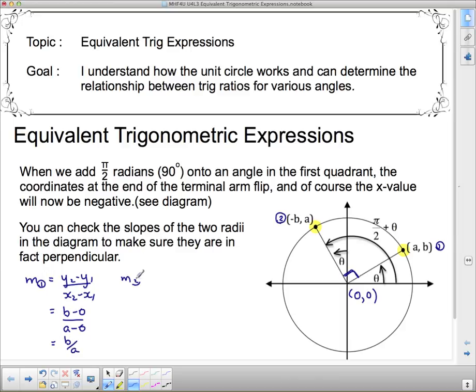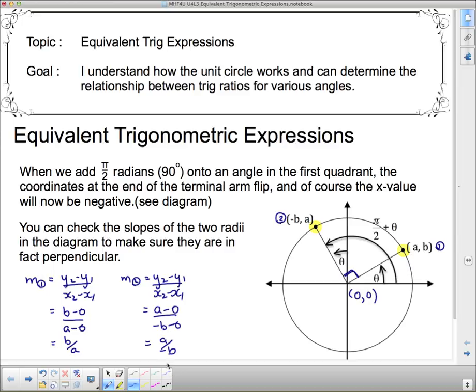And if we check the slope of 2, which is still given by y2 minus y1 over x2 minus x1. I'm going to write it out a lot because I still get students, by the time you're in grade 12, that still mix these two things up. It's y's over x's, the rise over the run, the change in y over the change in x. Don't mix those up. Y's on the top, x's on the bottom. So we've got a minus 0 over negative b minus 0, which is just going to be a over negative b. So you can see that they are definitely reciprocals of each other, and one is negative and one is positive, so they're negative reciprocals of each other. So that means that this in here is definitely 90 degrees.